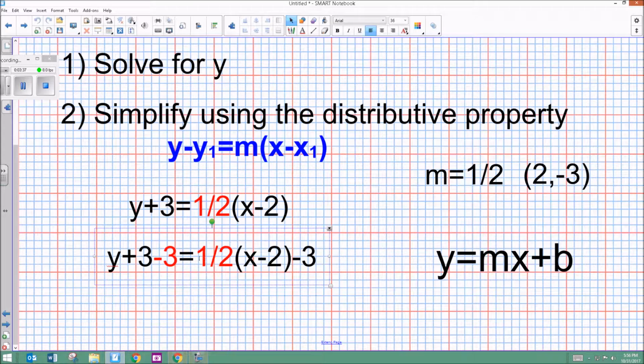Okay. Let's take this slope here and just make it regular color. And let's take this 3. Just to show you that we're solving for y, we're going to eliminate the plus 3 by subtracting 3 from both sides. Once we've done that, we'll end up with this. Y equals 1/2 x minus 2 minus 3, which we need to simplify.